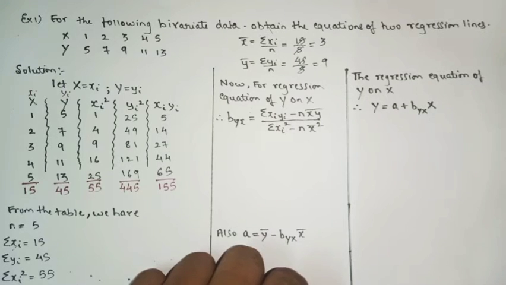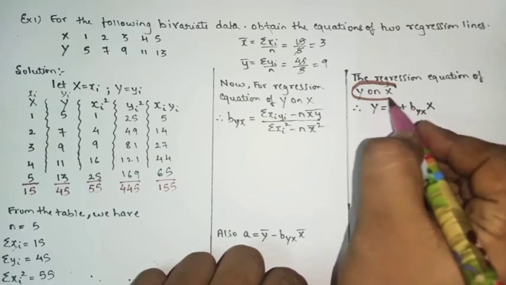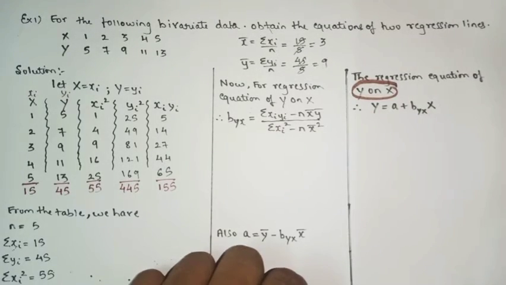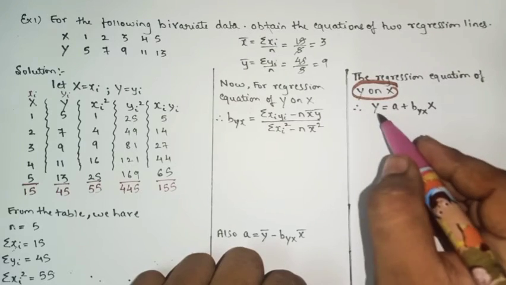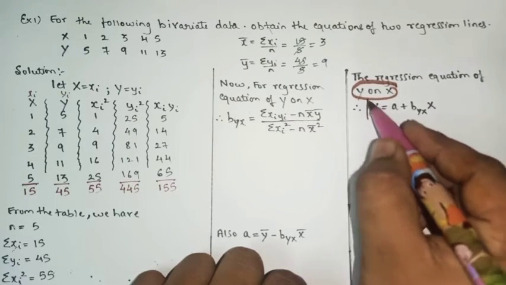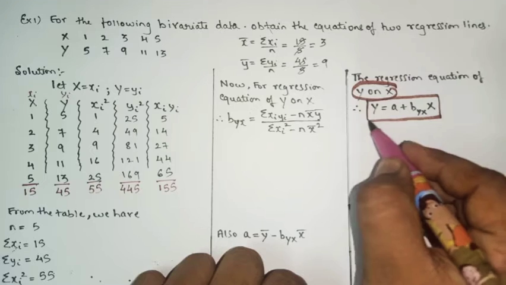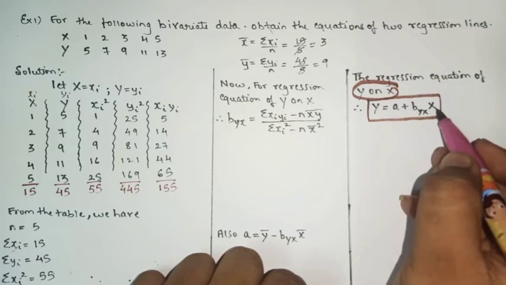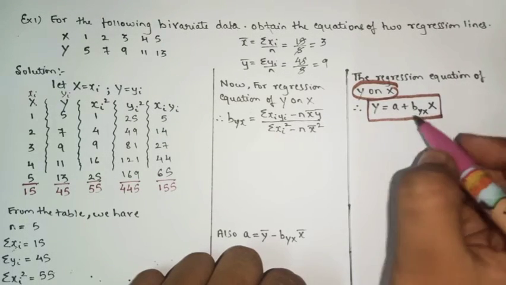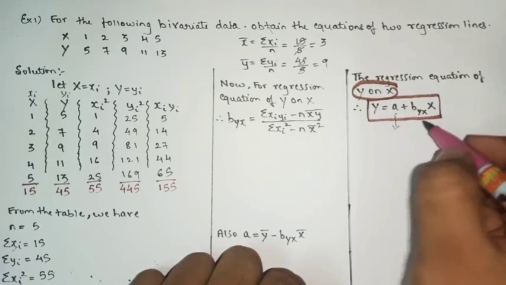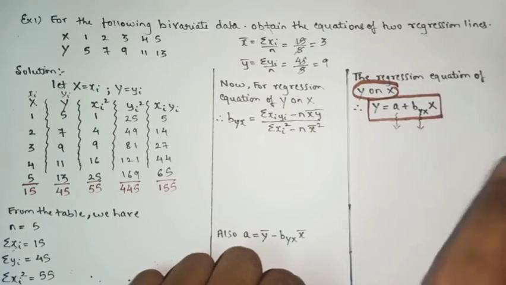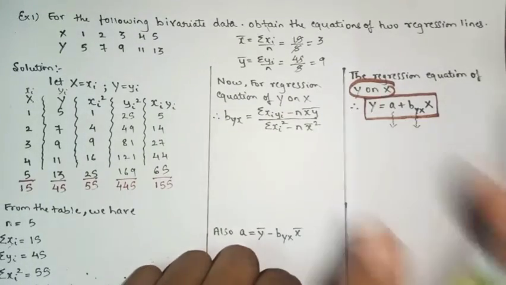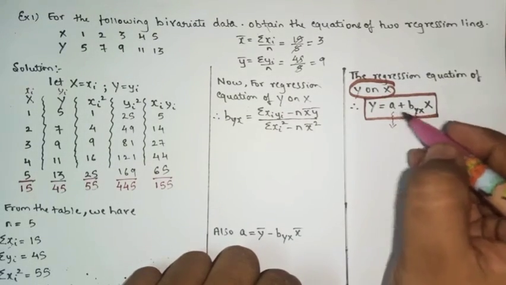So first we'll see the regression equation y on x. After that we'll find x on y. So for y on x, this is the formula. y equal to a plus byx into capital X. Yes or no? Without knowing the values of a and byx, we cannot find the regression equation y on x. So that means we have to find a and byx.